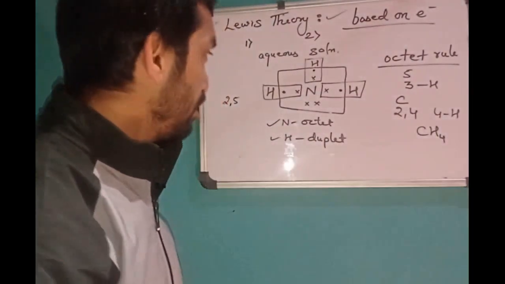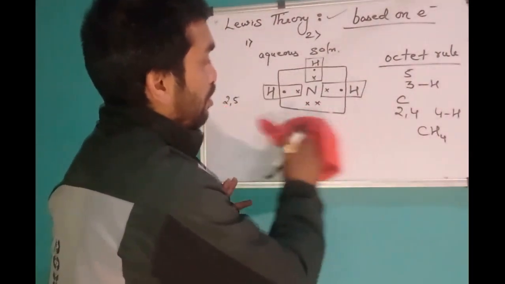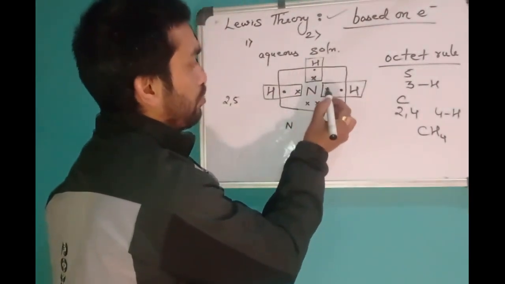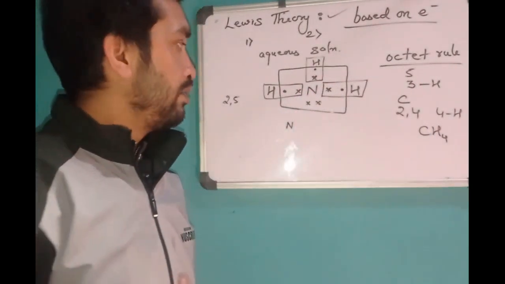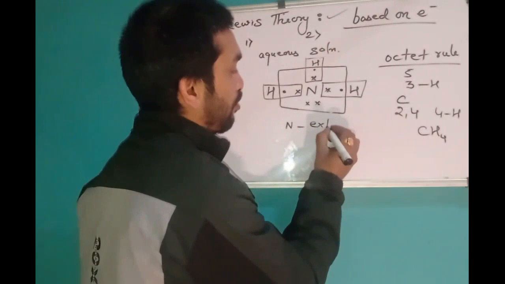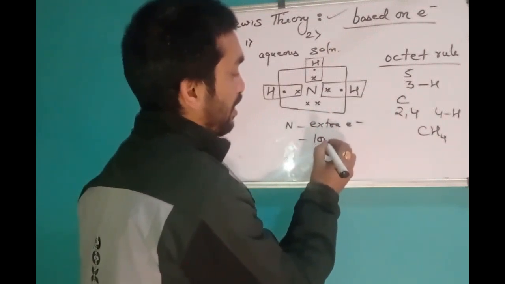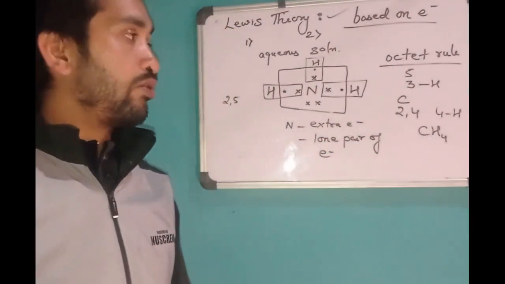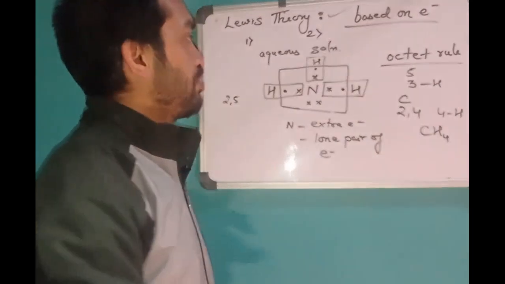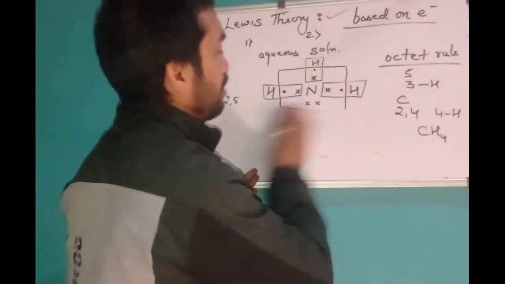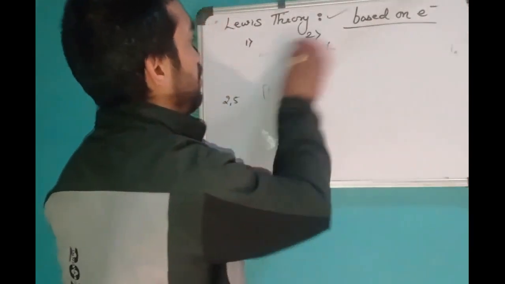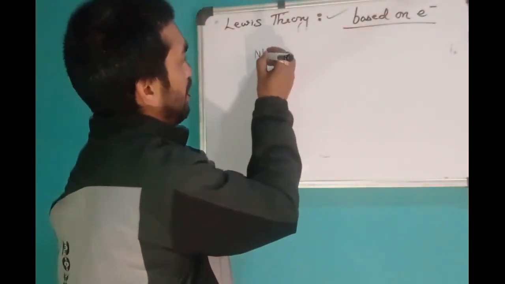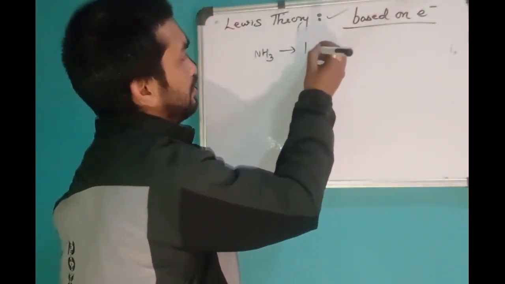Now see, when we have drawn this structure, what we are observing is that nitrogen used its 3 electrons, 1, 2, 3, but these 2 electrons were not used. It means it has an extra electron pair, and this extra pair we call a lone pair of electrons. It means the overall ammonia structure contains extra electrons. As I told you, lone pair means extra electrons. So just see, NH3 has a lone pair.